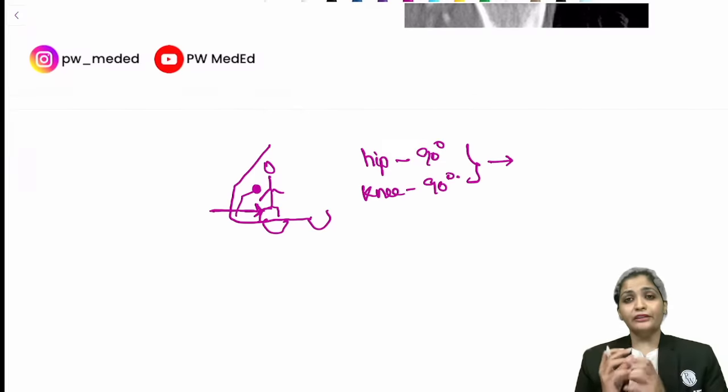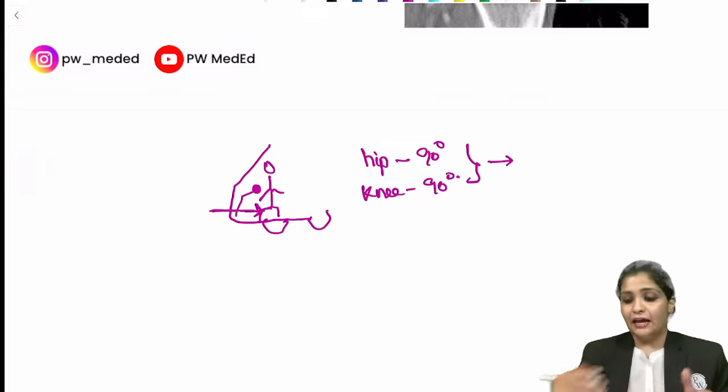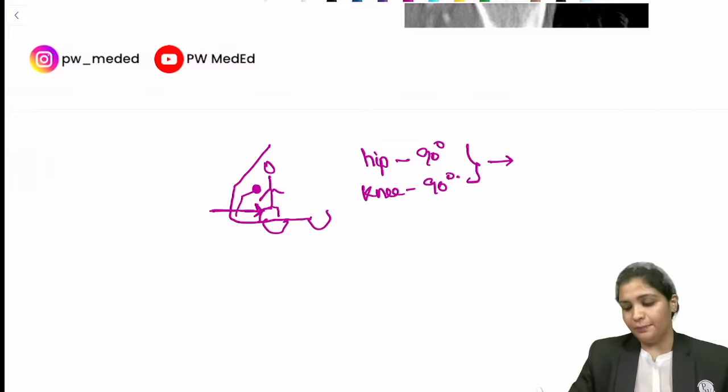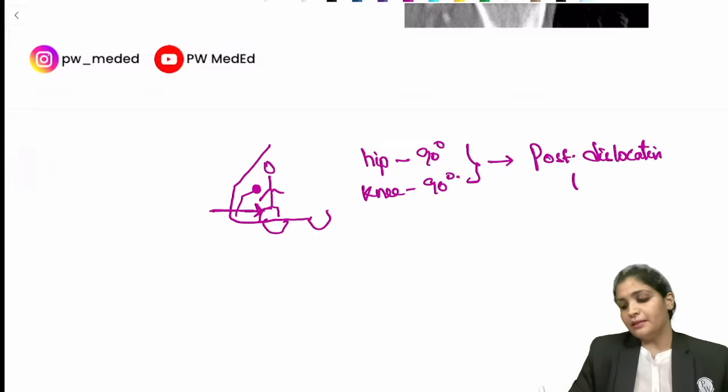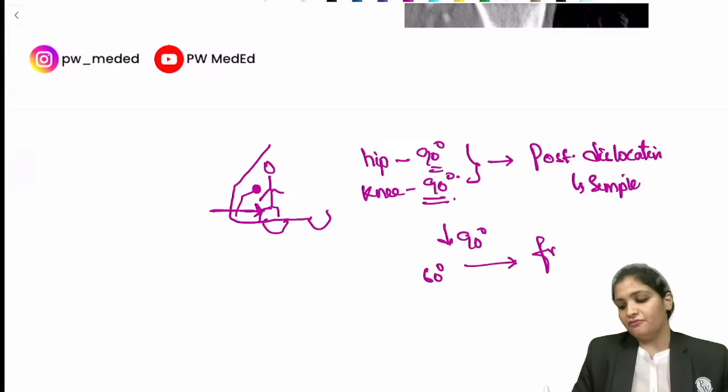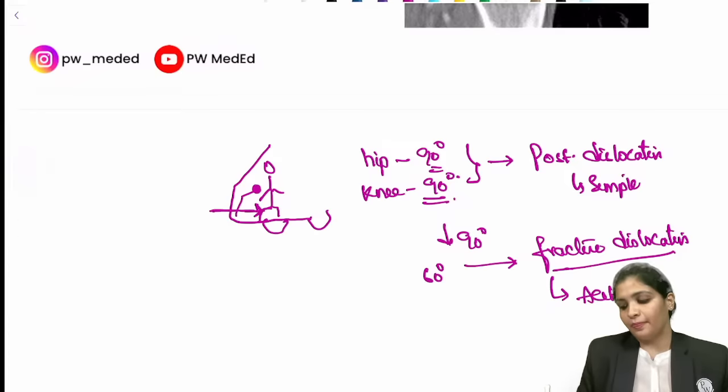So the fracture pattern always depends upon the position or attitude of the limb during the injury. So if the hip and knee are at 90 degrees when injured, this will result in a simple posterior dislocation. But if this is not at 90 degrees, it is less than 90, somewhere around 60 or 70 degrees, this will result in a fracture dislocation, right? So what are these fractures which are happening around? It could be an acetabulum fracture, or it could be a pelvic fracture, or it could be a femur shaft fracture, right?